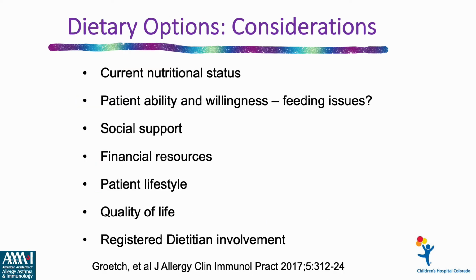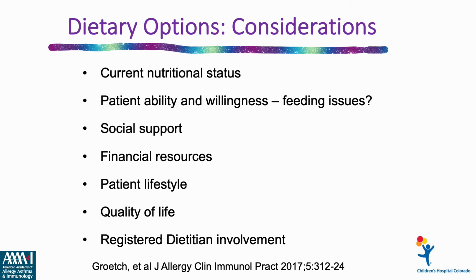There are a number of considerations when you put someone on an elimination diet. You need to understand their current nutritional status. You don't want to take away the major foods for someone who's failing to thrive and can't get adequate nutrition otherwise. You have to check for patient ability and willingness. For example, I have a number of young children who just can't do it. They can't avoid it. When they go to school, they'll eat the food because they're just not ready to try an elimination diet.